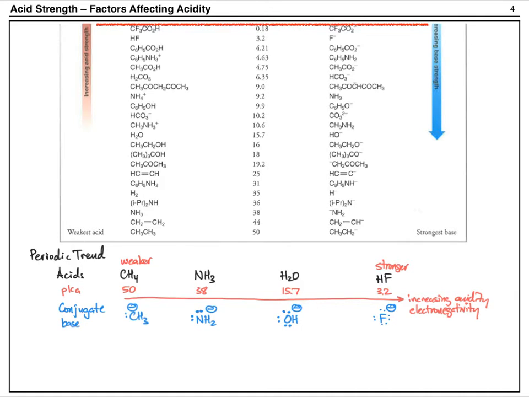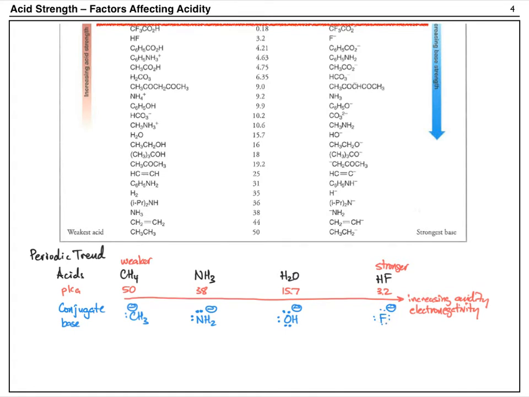So notice the conjugate bases across this trend all bear a formal negative charge. Now the relationship between these acids and the conjugate base: the stronger the acid, the weaker the conjugate base. A way to understand that is this atom is able to stabilize this negative charge very well.